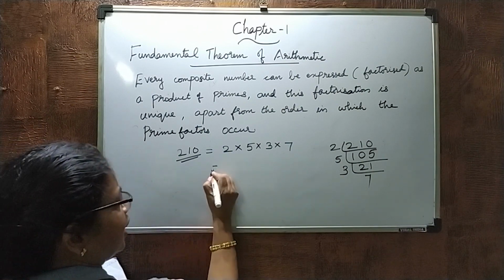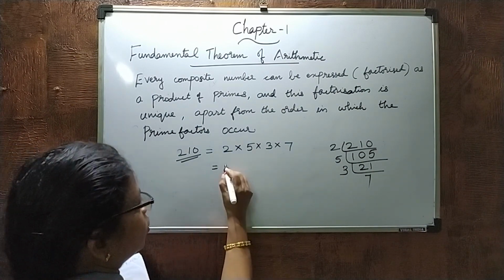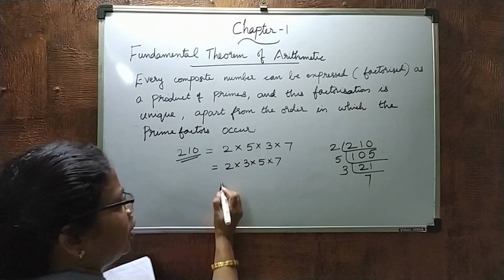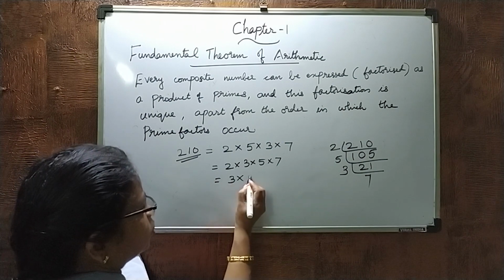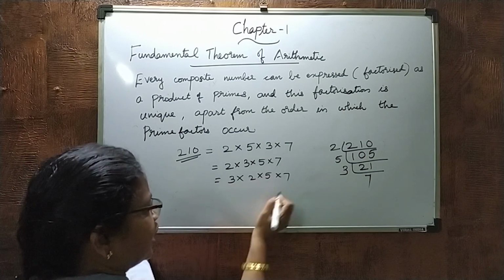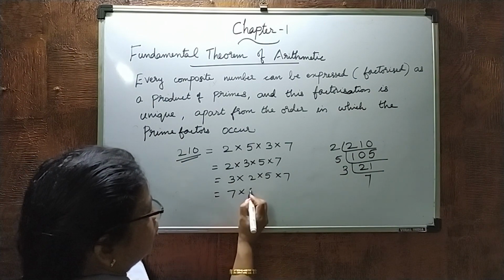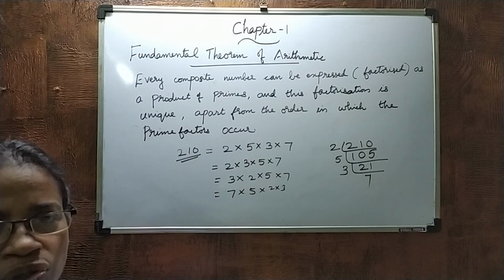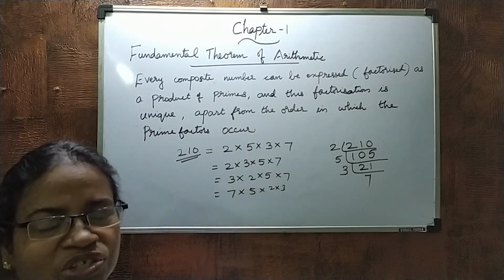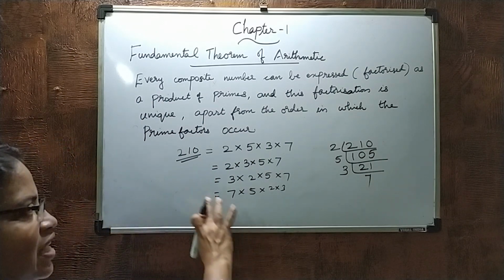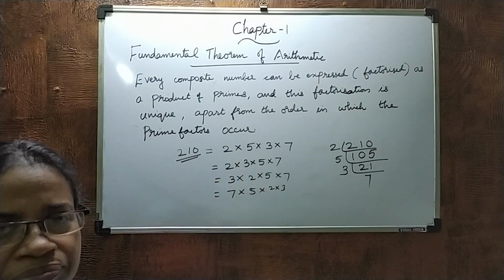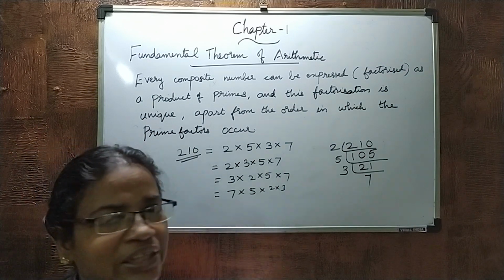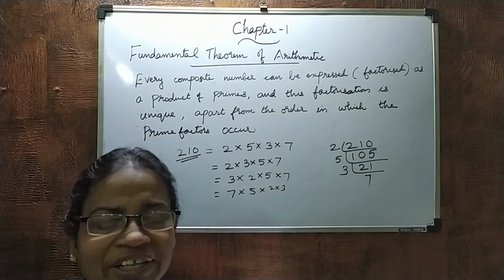And the same thing you can write in any order: 2 into 3 into 5 into 7. Again you can write it as 3 into 2 into 5 into 7. Or 7 into 5 into 2 into 3. So in any order the factors can be written. But the thing is that you have to take the same factors only. Is it clear? Okay.